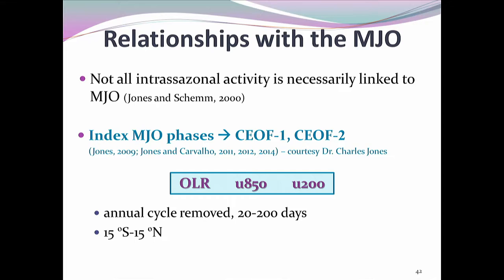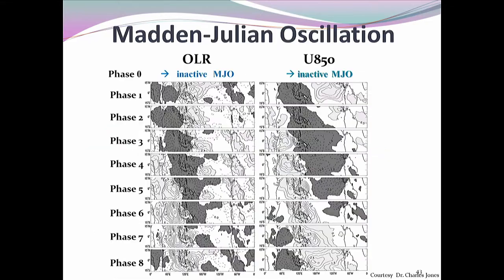Then for this investigation, he used an MJO phase index from Jones. For this index, they perform a combined EOF, first and second mode, for these variables here. They use an annual cycle removed for this band. They filter in this band, 20 up to 200 days, for this region, the tropical region.